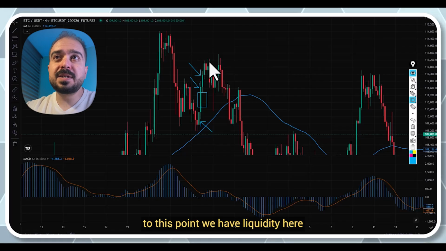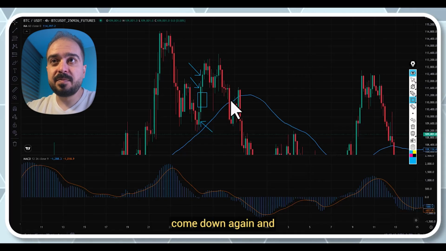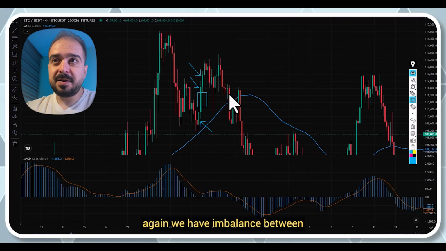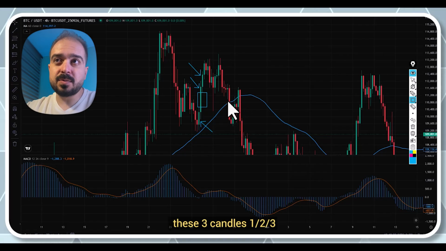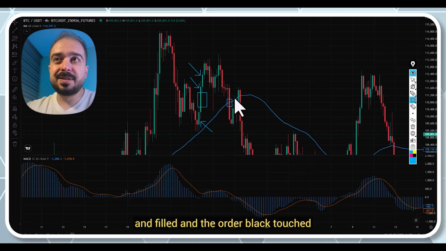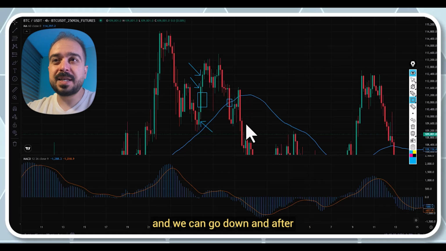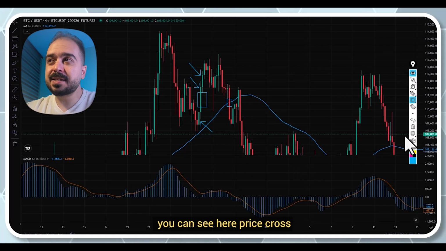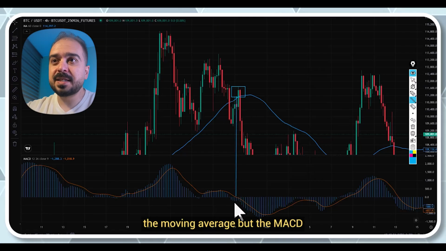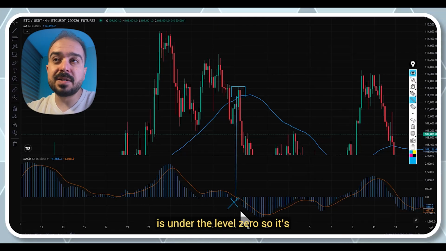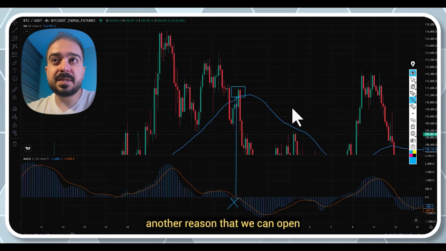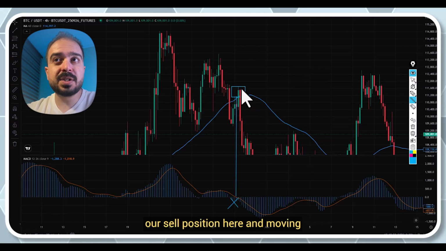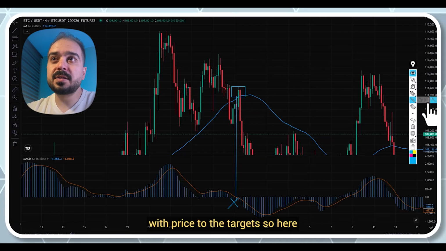We have liquidity here. This is where so many people put their stop losses. Then we will come down again, and again we have imbalance between these three candles, 1, 2, 3, and it's filled and the order block touched, and we can go down. And after the order block is touched here, you can see price crosses the moving average, but the MACD is under the level 0. So it's another reason that we can open our sell position here and move with price to the targets.